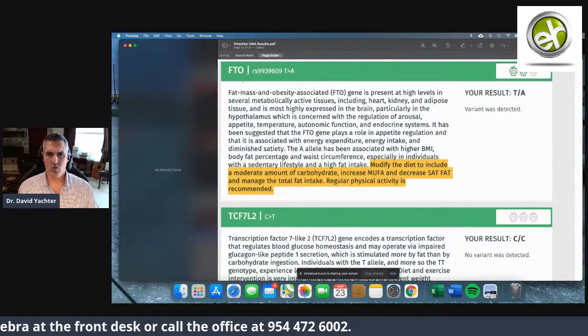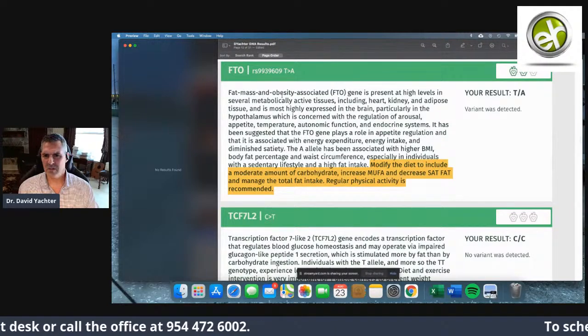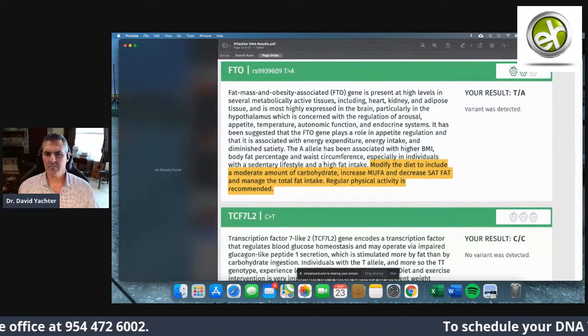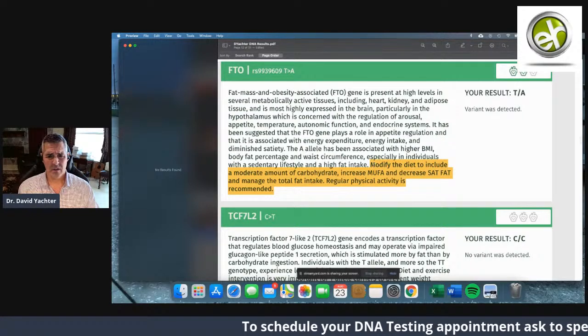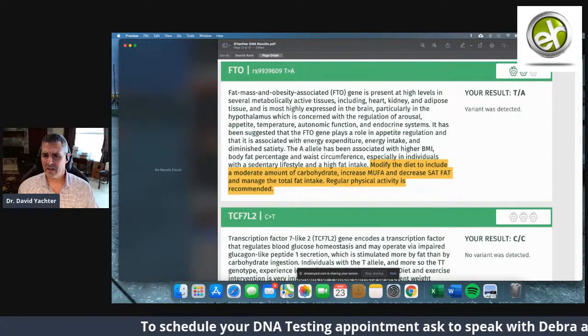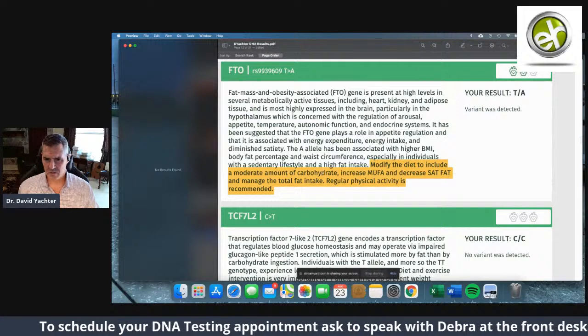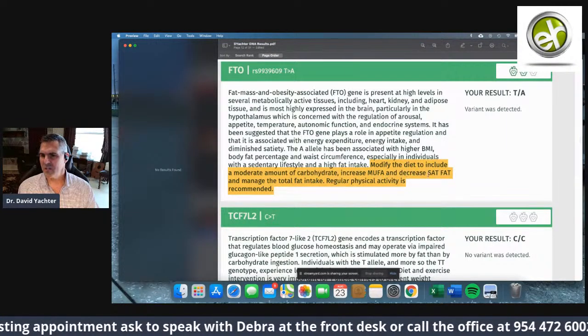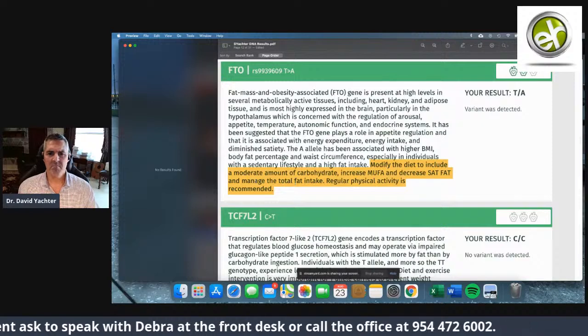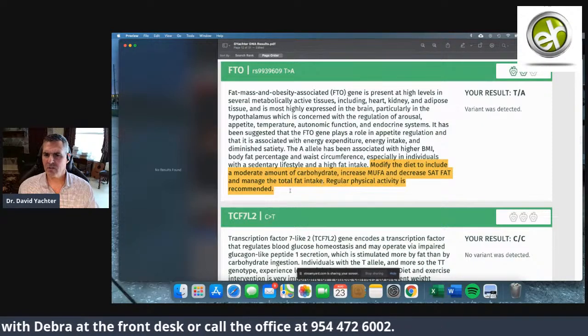Here's the FTO gene. What is that? Fat mass and obesity associated gene. So for this particular gene, if there's a high risk variant here, you want to modify the diet to include a moderate amount of carbohydrate, increase monounsaturated fatty acid, and decrease saturated fats, and manage the total fat intake. Regular physical activity is recommended.